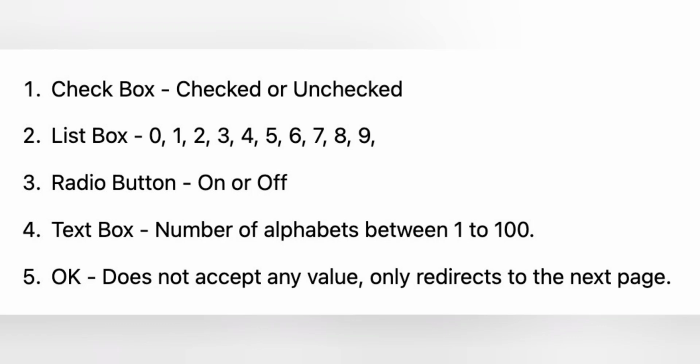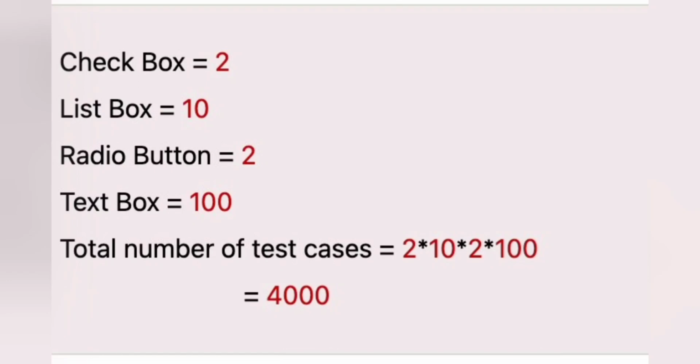Assume that there is a function with a list box that contains 10 elements, text box that can accept 1 to 100 characters, radio button, checkbox, and OK button. Calculation of all the possible combinations would be 2 into 10 into 2 into 100, that is 4000 test cases. Testing of 4000 positive and negative test cases is a very long and time consuming process. Therefore, the task of the testing team is to reduce the number of test cases.